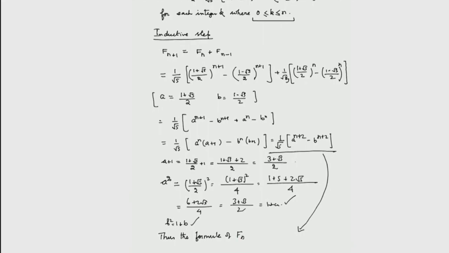From this we can say, thus the formula of Fn works for Fn plus 1, hence our proof is complete.